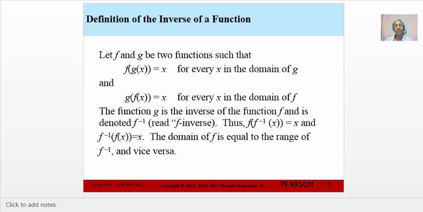We want to start by defining the inverse of a function. If f and g are two functions such that f of g of x is x for every x in the domain of g, and g of f of x is x for every x in the domain of f, the function g is the inverse of the function f and is denoted as f inverse.